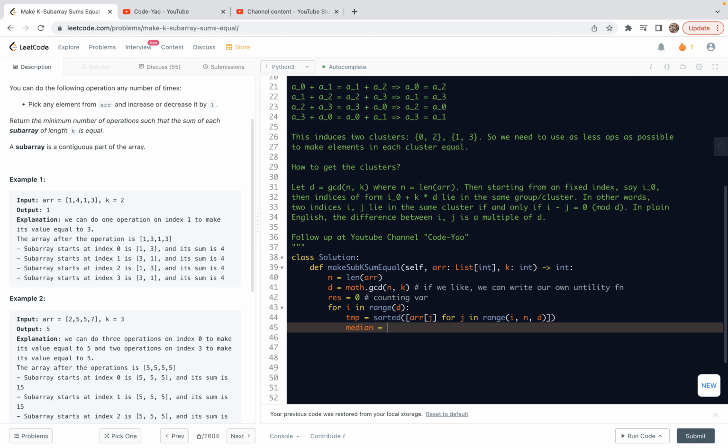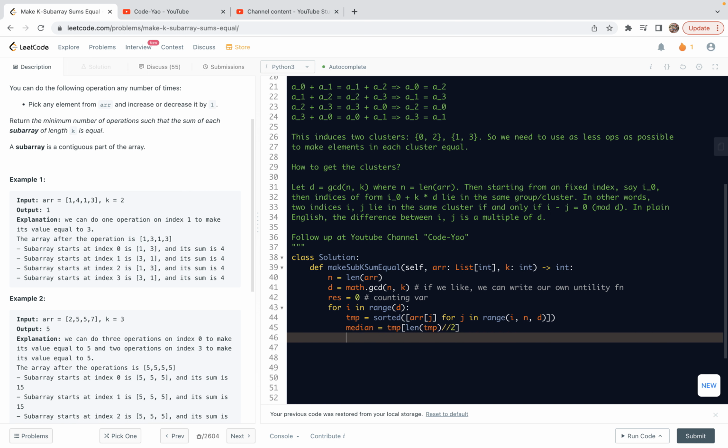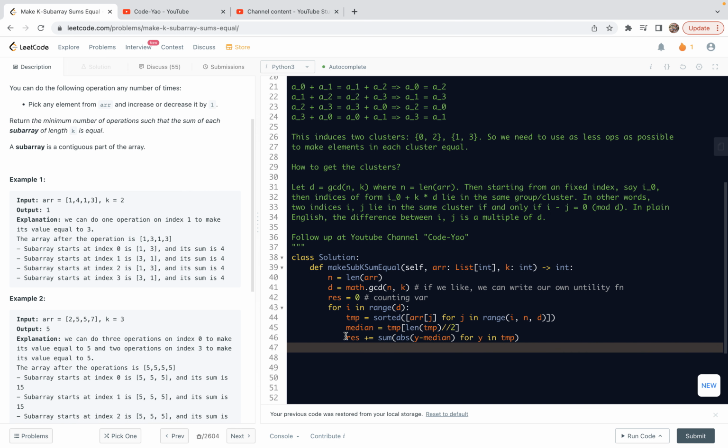So because it's sorted, we can pick the middle elements, right? So we can do this: temp length of temp over 2, right? So this is the median element. Then for this cluster temp, we want to do a sum. We want to check the distance of each number y and the median, for y in temp, right? So this is the contribution or needed operation for this cluster.